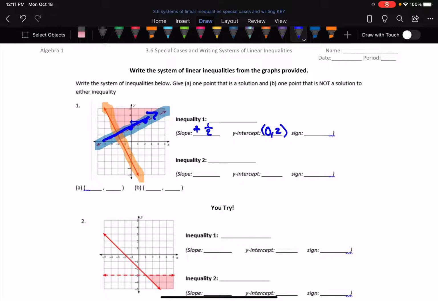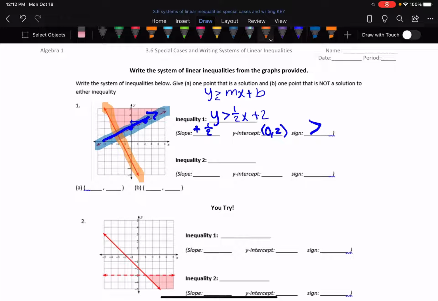Okay. Now to figure out my sign, I have a dashed line, which means I don't have an equal to. And if you look at my shading, it is above that blue line. So that means I have a sign that is greater than. So it's just a greater than sign. Now I can put everything together. I can start by going y is greater than 1/2 x plus 2. Because remember, we want it in the form of my slope-intercept form. And it could be any of my symbols, right? So my first inequality is y is greater than 1/2 x plus 2.